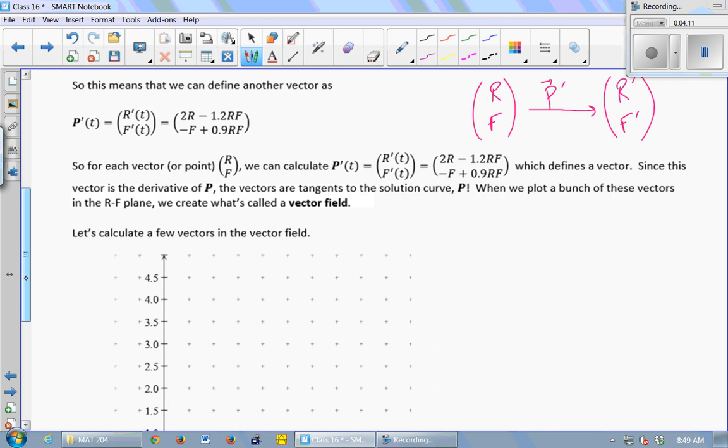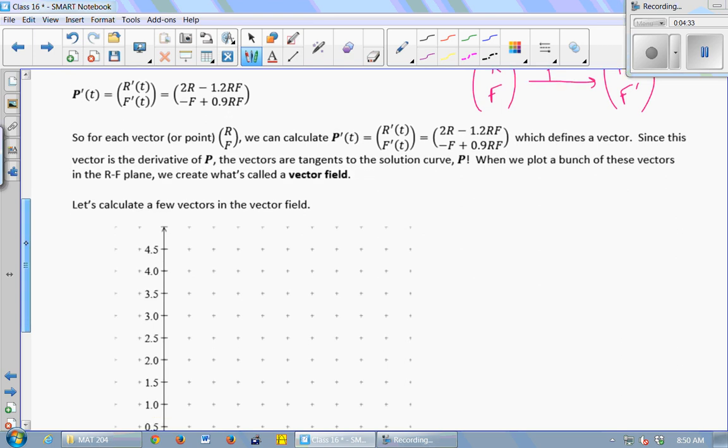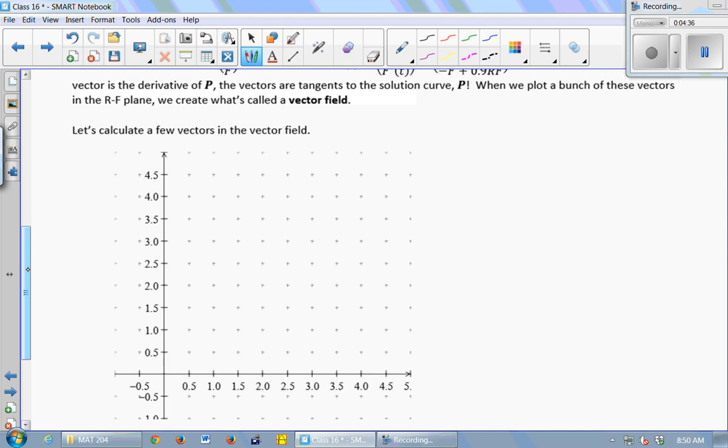All right, so for every R and F in the RF plane, those are points, you can calculate an R prime and an F prime. And R prime and F prime is the derivative of P. So those are actually tangents to the solution curve. Derivatives are tangent lines, so we have derivatives to the solution curve P, and when you plot a bunch of these vectors in the RF plane, we create a vector field.